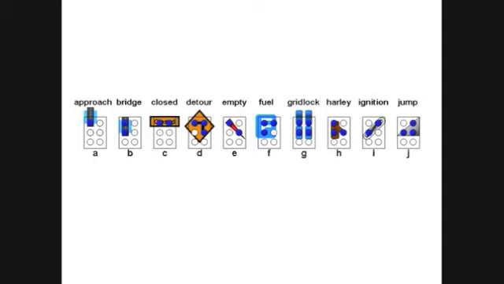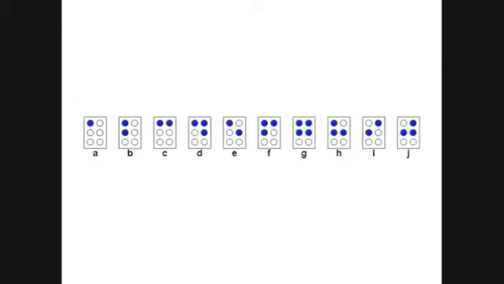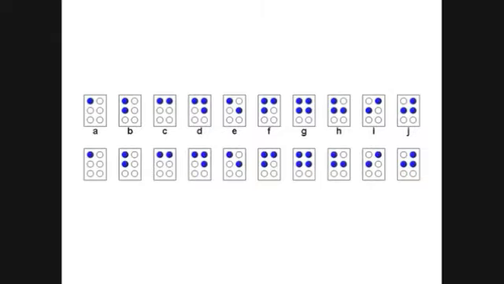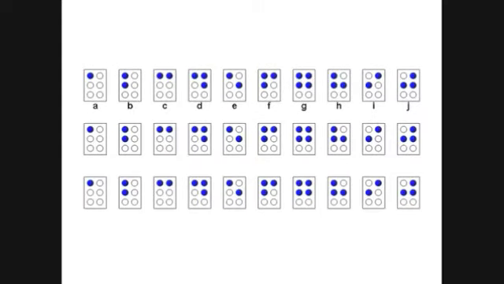This same pattern of dots used for letters A through J is repeated over and over again in Braille with just a few small changes. If you can remember letters A through J, you've pretty much learned Braille. So let's take away the symbols and add 2 more rows of cells that have the exact same pattern of dots as letters A through J.